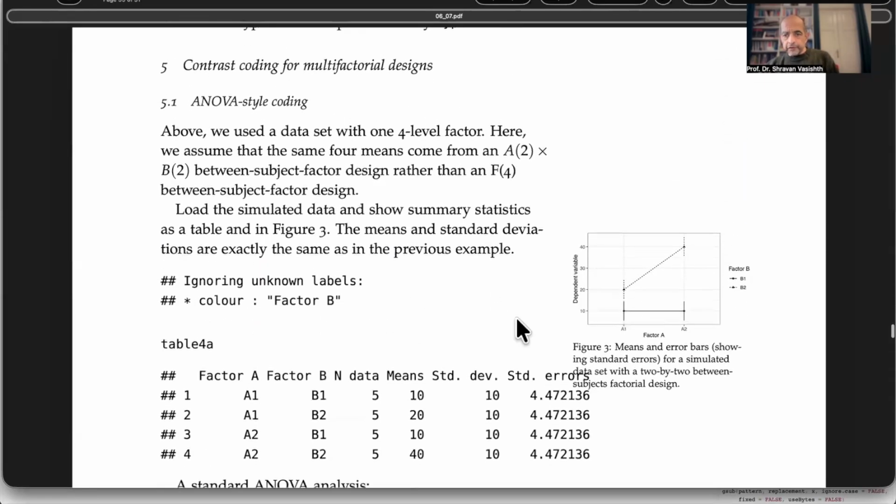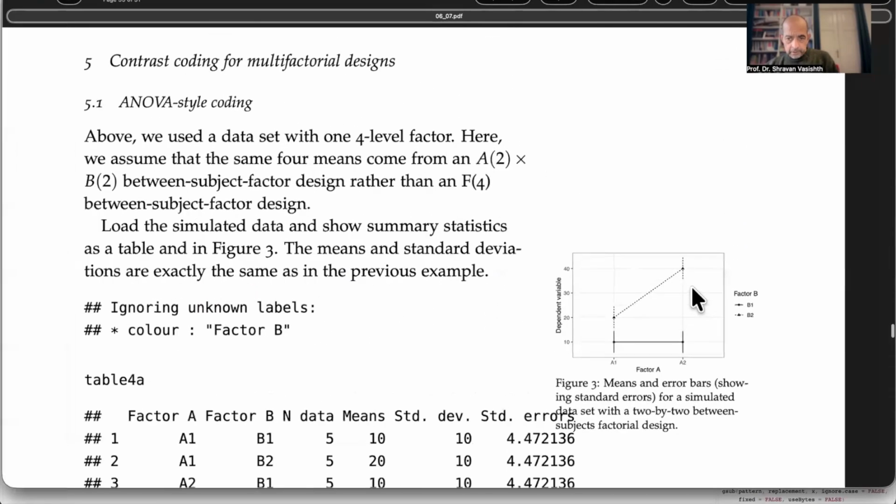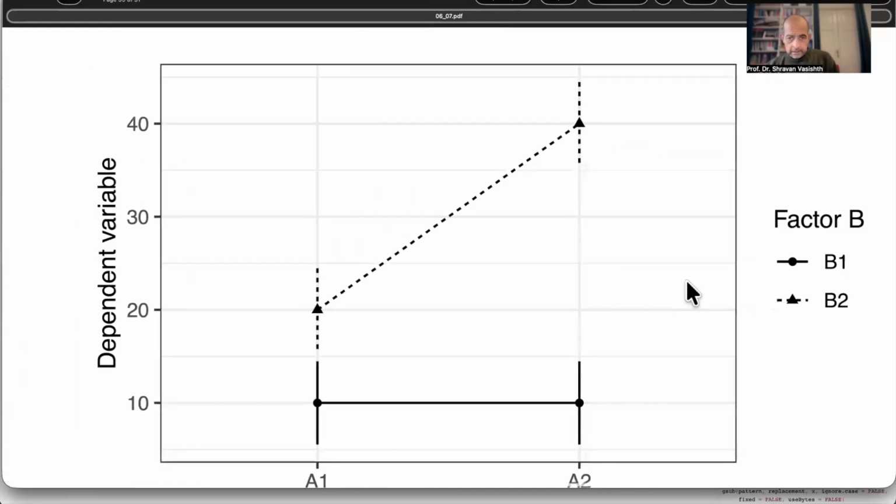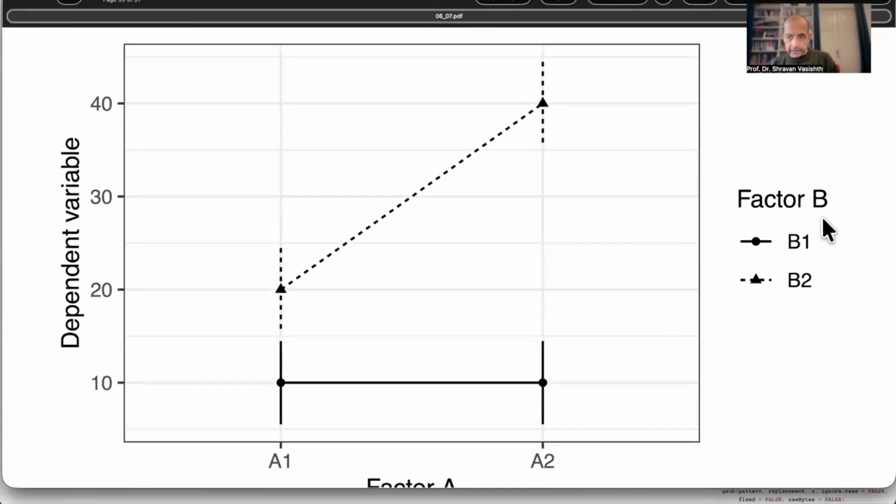So what one often wants to know is, right, consider this situation here. If I want to know within the B1 factor level, so this solid line level, is there a difference between these two conditions? And within the B2 factor level, is there a difference between these two conditions? That's called a nested contrast. Okay, so you can compare those.